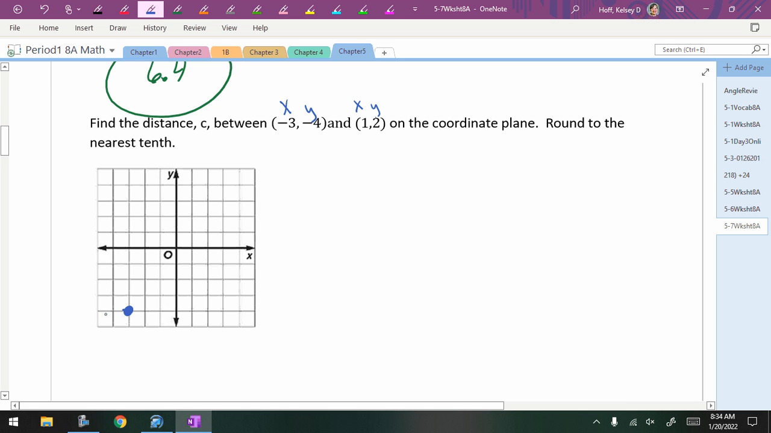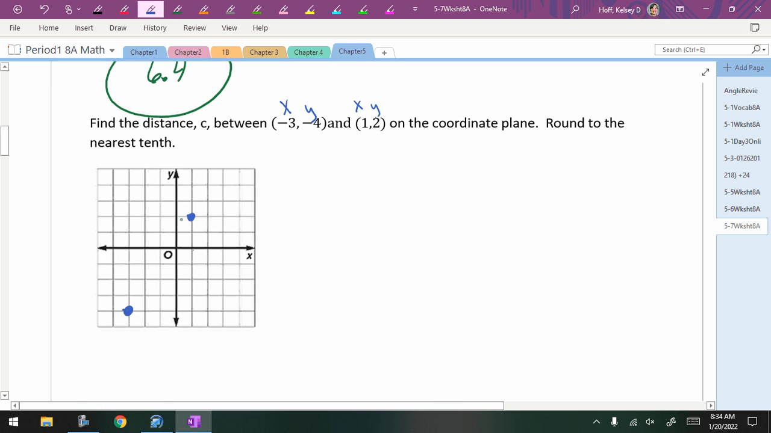And then say it again. Okay. Down 2? Careful. Up 2, right? They're both positive. So this one made us go right and down, or sorry, left and down, right and up.